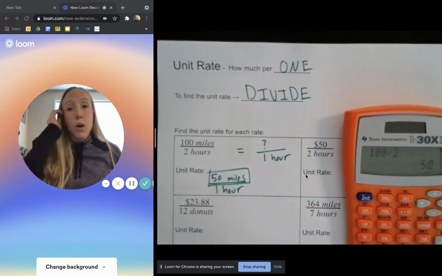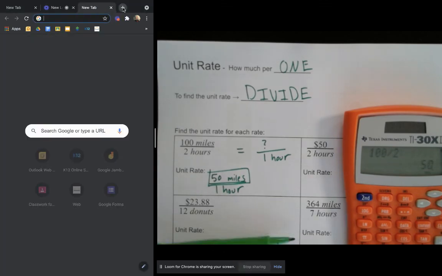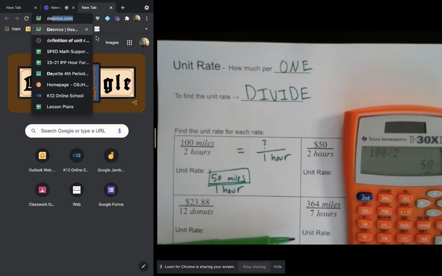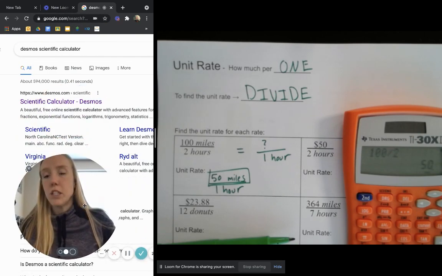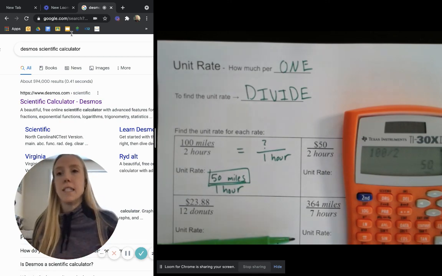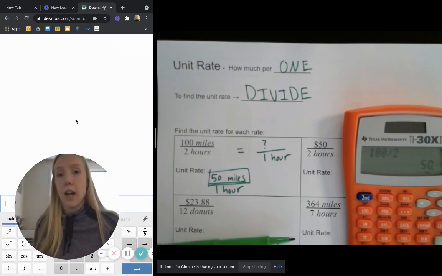Now you are going to use a calculator for this, so I want to show you something really quick that can be really helpful, which is the Desmos Scientific Calculator. If you start typing in Desmos Scientific Calculator, it'll come up on Google, and it's a really great calculator to use.